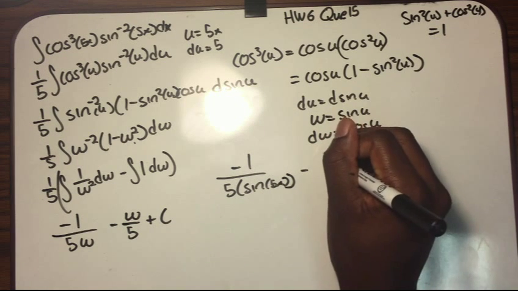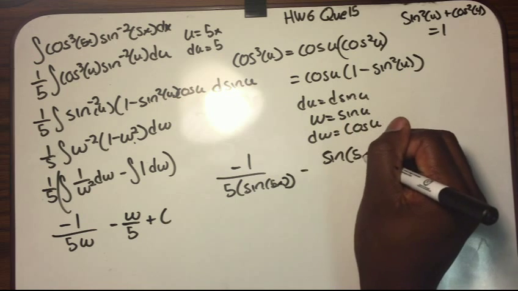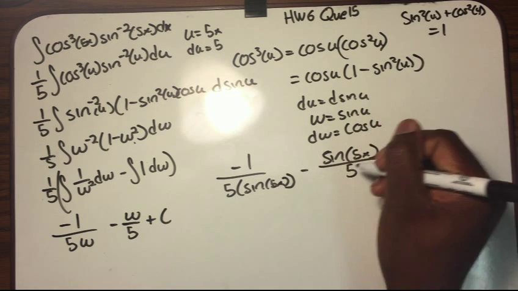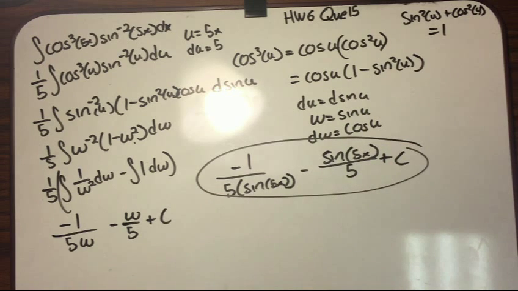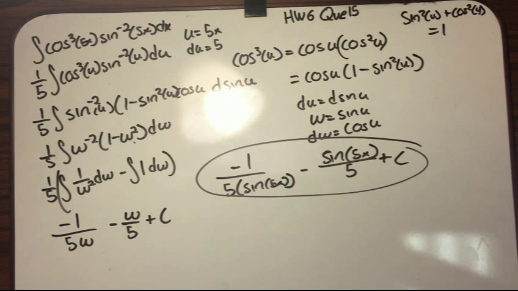And once we substitute back our values, you end up getting negative 1 over 5 sine of 5x minus sine of 5x over 5 plus c as the answer. And this is the final answer to homework 6, question 15.